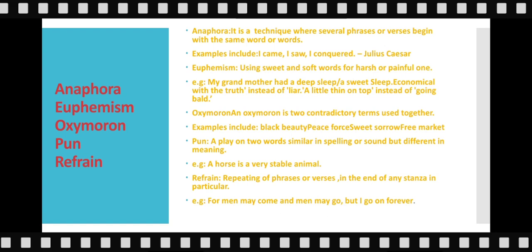Okay, so a horse is a very stable animal. A stable is already a stable, a place where a horse is kept. Okay, but stable is another word. The spelling is same, the sound is same, but the meaning is different. So that is pun. Pun has been used many times, okay, by the poets. You can find in different poems.